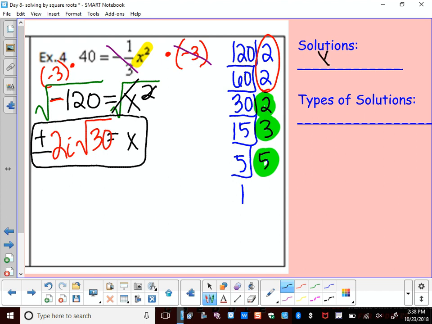This is our answer. So my solution is x equals plus or minus 2i root 30. What kind of solutions do I have? 2 real, 2 imaginary, or double root? Do I have an i in my answer? Whenever you have an i in your answer, it's going to be 2 imaginary. Yep, the i for imaginary. One of these will be double root, I promise.